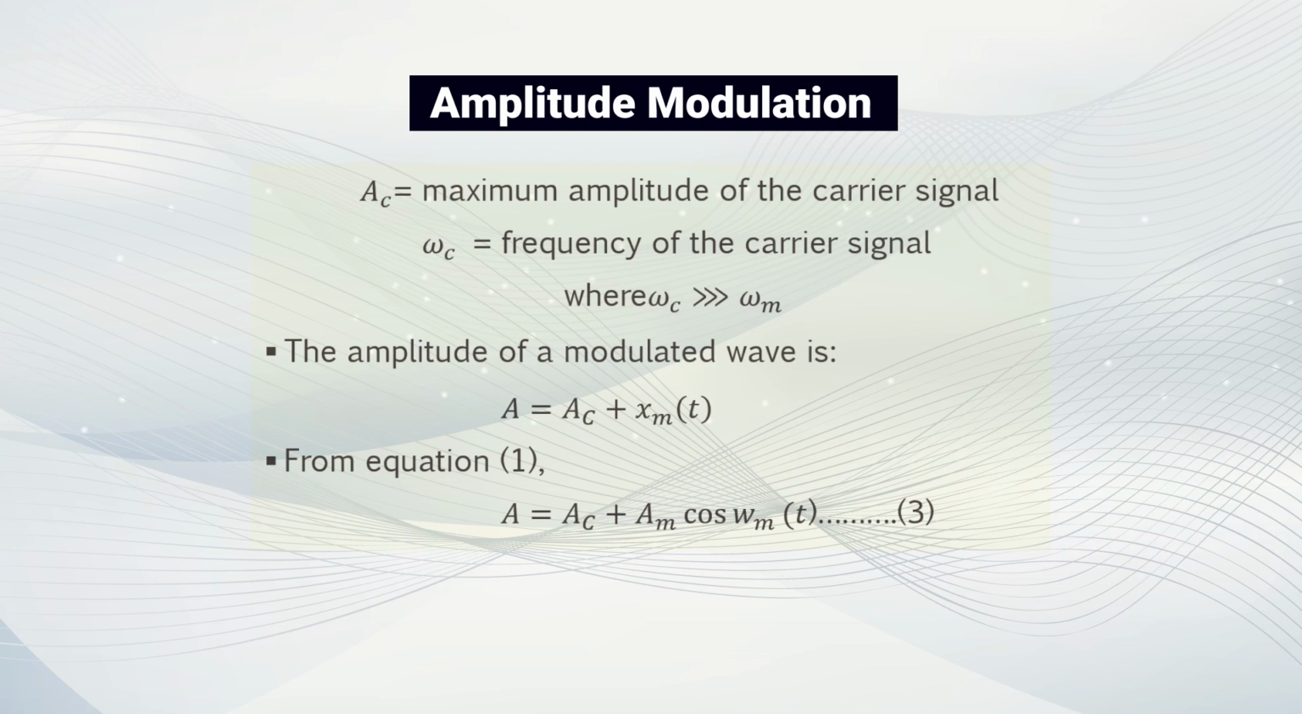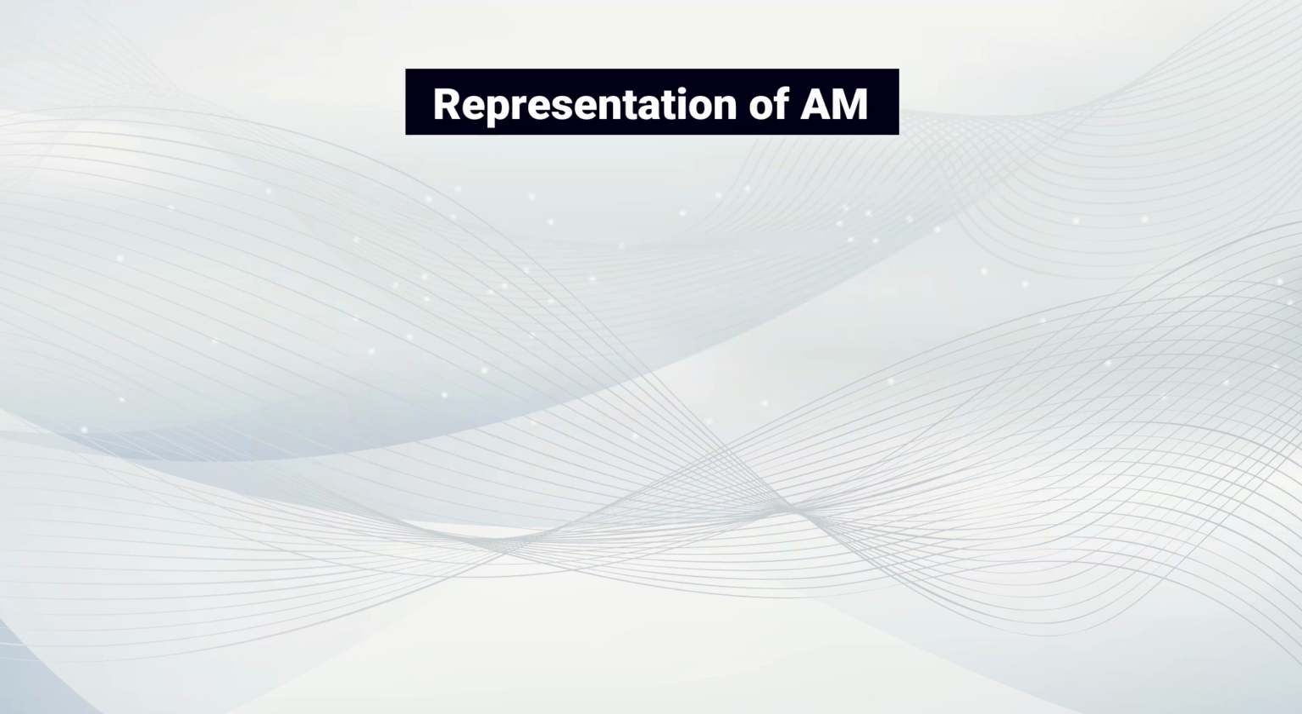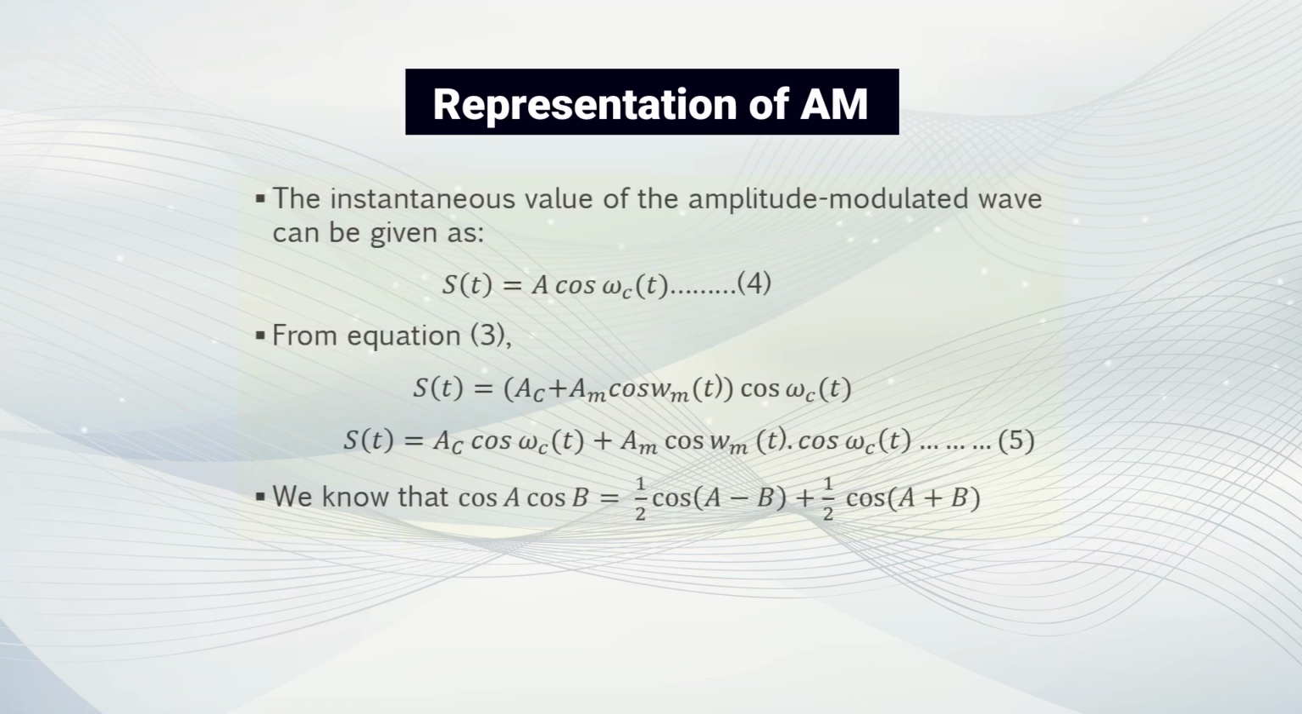The amplitude of an amplitude modulated wave is given by A, which is equal to A_c plus x_m(t). From equation 1, we can substitute the value of x_m(t), then the above equation becomes A = A_c + A_m cos(omega_m t), giving it equation number 3. The expression of the amplitude modulated wave becomes s(t) = A cos(omega_c t), giving it equation number 4.